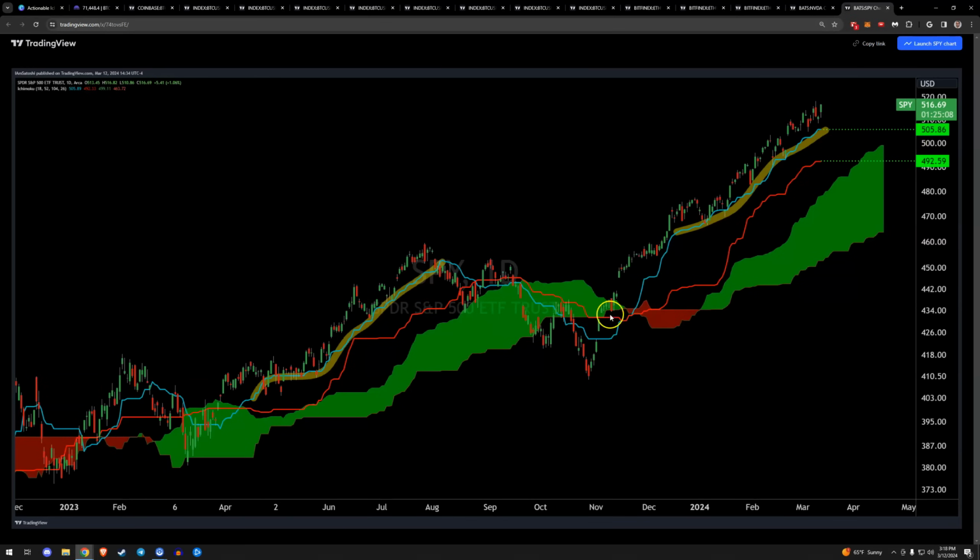Once again, perfect entry on the Kumo breakout. This was a broader cup and handle, and the rest has just been history. So if I'm expecting a pullback, if I'm looking for bids, if I'm looking for places to get into the market, the safest place is always going to be the mean reversion level.